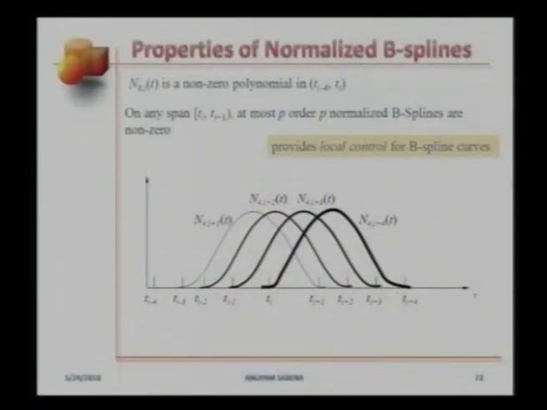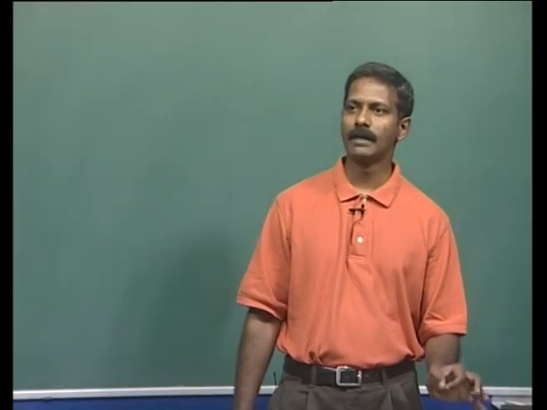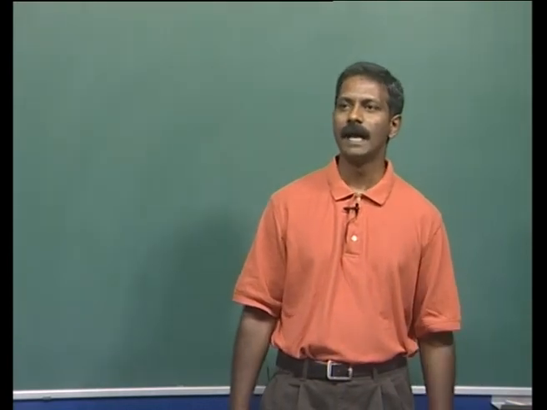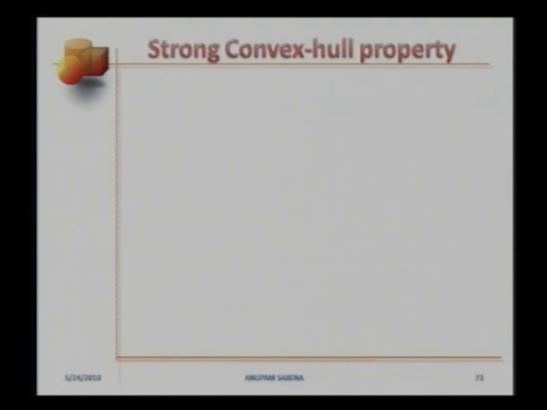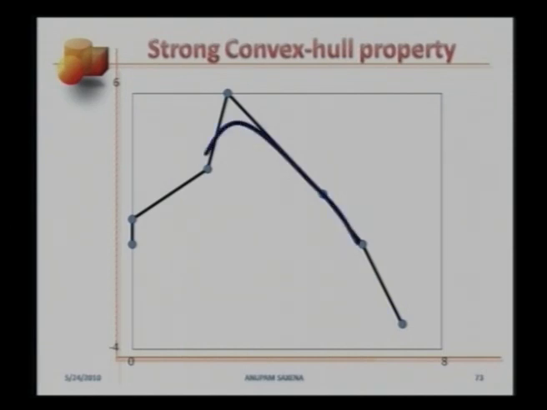And in fact, it was this property that imparted local shape control to B-spline curves. We had studied all that in detail. This is an important aspect of normalized B-spline basis functions. They impart strong convex hull property to the B-spline curve. We had taken an example. This was a control polyline, and this was our open B-spline curve.